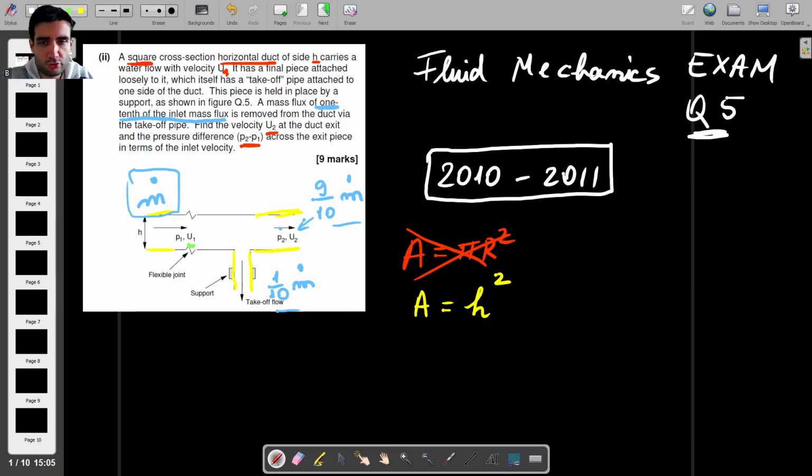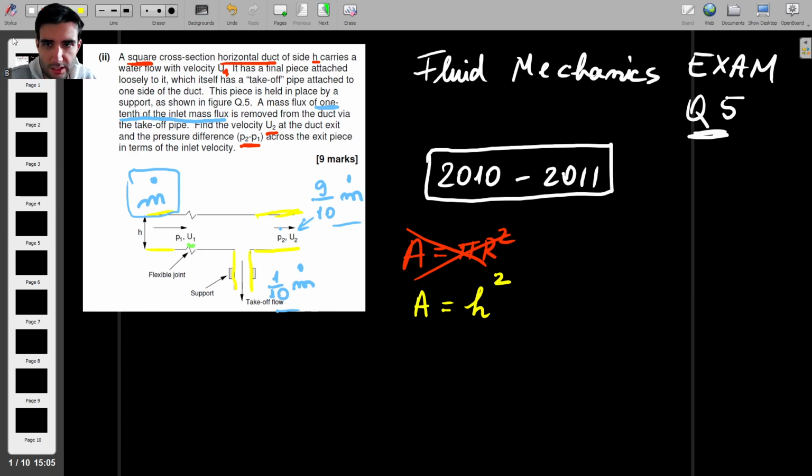The first thing I would do is use the fact that the mass flow rate is obviously conserved. Let's see how we can actually do that. I'll say that the mass flow rate m dot is going to be equal to rho times the area and then times u1.